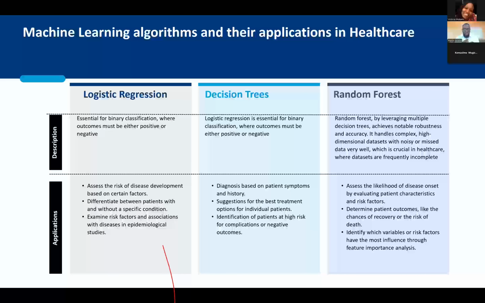When you talk about decision trees, logistic regression is essential for binary classification, but for decision trees, we're looking at not only negative or positive outcomes. We are taking into perspective maybe patient history, and we're looking at outcomes to do with patient treatment. We're looking at what is the best... I'm trying to get a clinical case that can define this better.